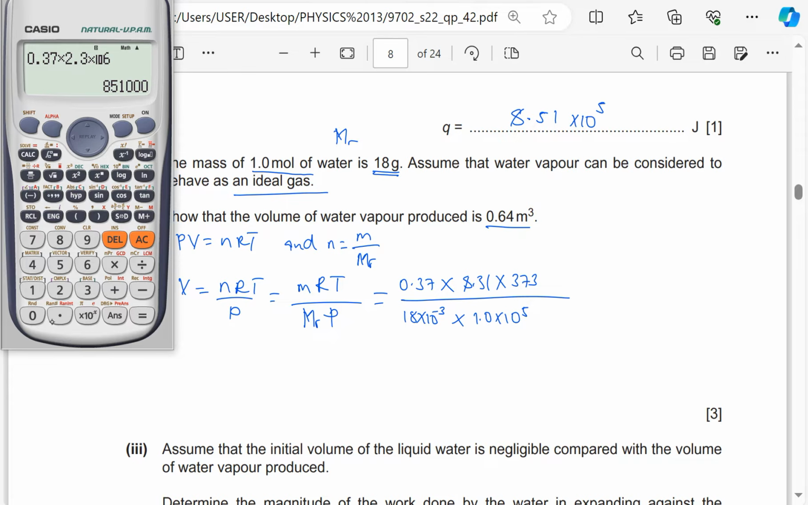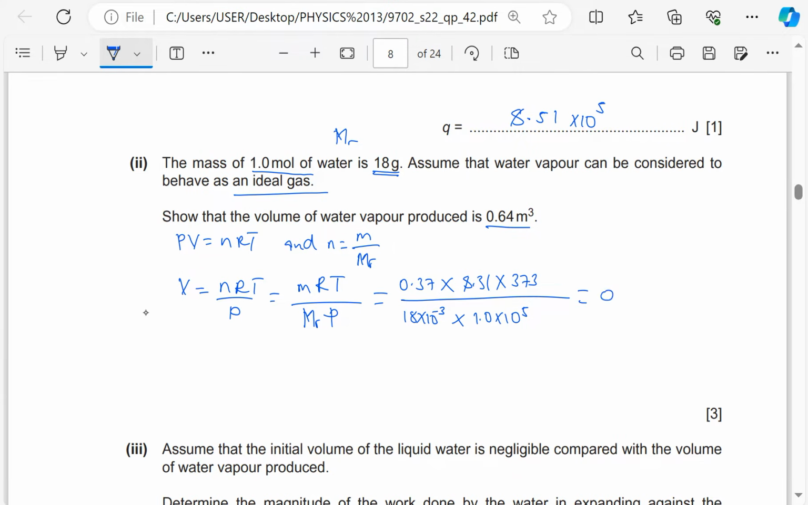So I'll press my calculator. 0.37 times 8.31 times 373 divided by 18 exponent minus 3, divided by 1 exponent 5. So I'm getting 0.637, or approximately 0.64 meters cubed, as required.